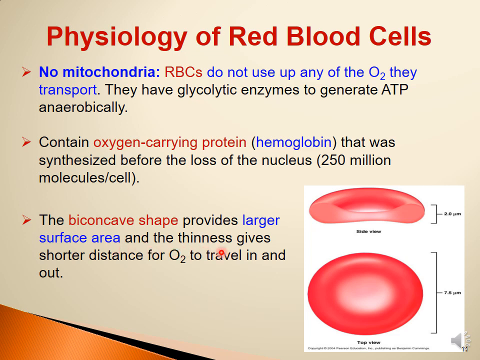And the flat shape or the thinness of the red blood cells gives a shorter distance for oxygen to travel in and out of the cell. So oxygen can move quickly in and out of the cell because it has only a short distance to travel across the cytoplasm and then the plasma membrane.